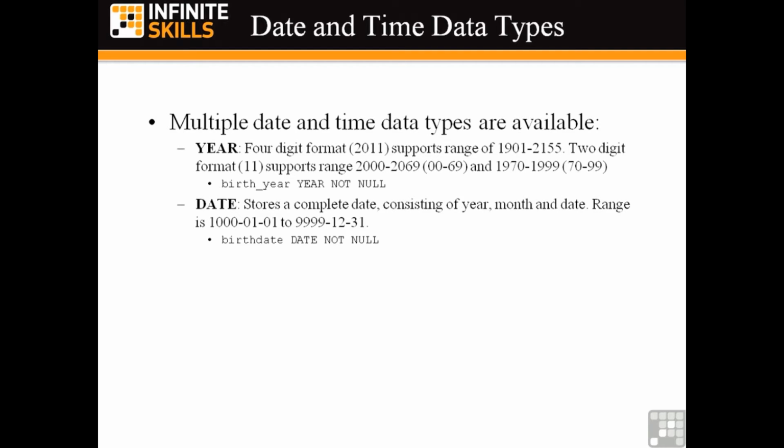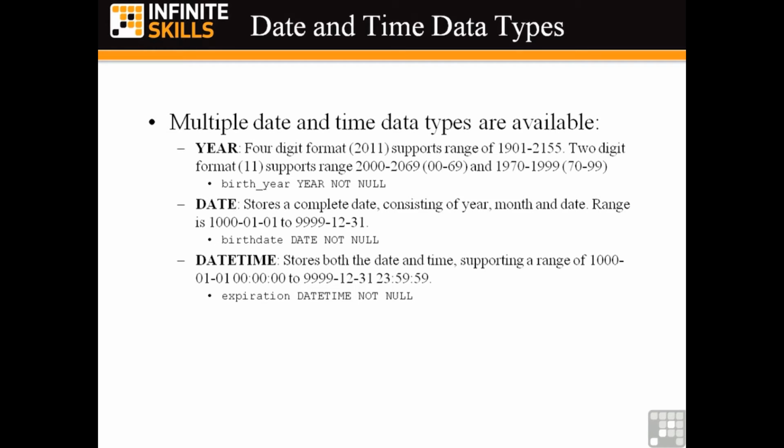The second date and time related data type that I'd like to show you is the date type, which you've already seen several times in the previous customers examples. The date type stores a complete date consisting of a year, month, and day, and the range here is between January 1st, year 1000, and December 31st, year 9999. So the example you see here shows an instance where we do want to store the person's entire birth date. We would use the date column and again make sure that it cannot be set to null.